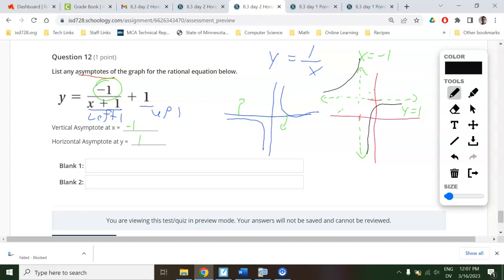And again, if you want to confirm this, use a graphing calculator, and you could see that that's what the graph looks like. You just need to put parentheses around this to make it work right on the graphing calculator.